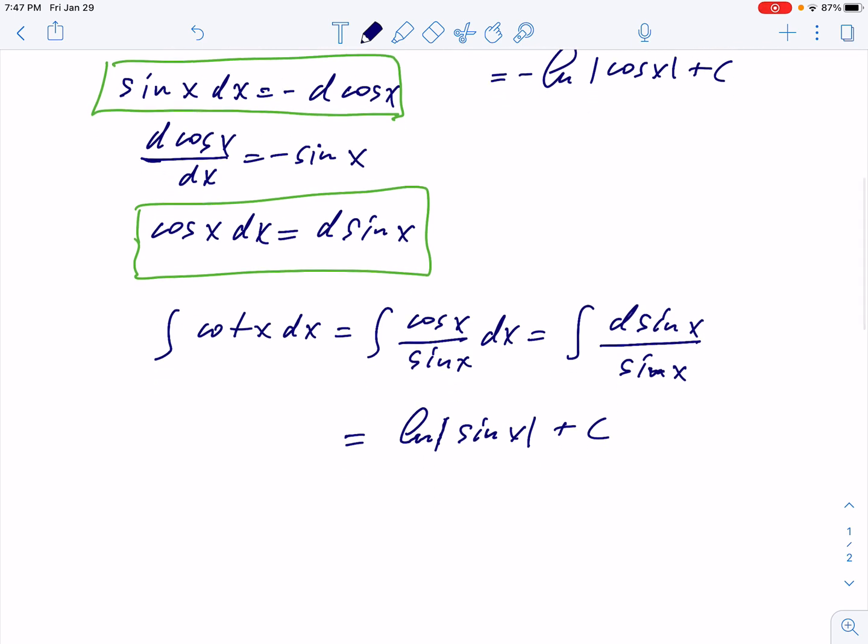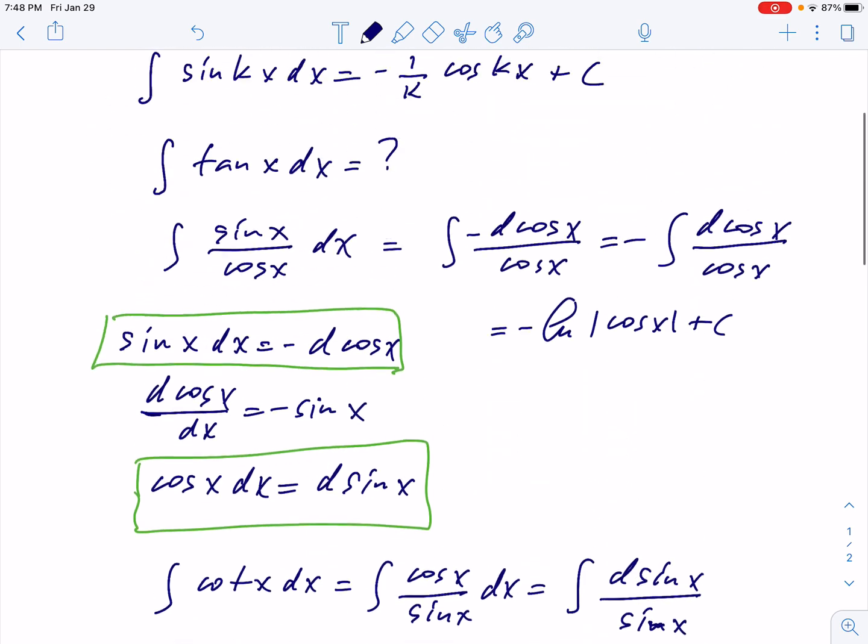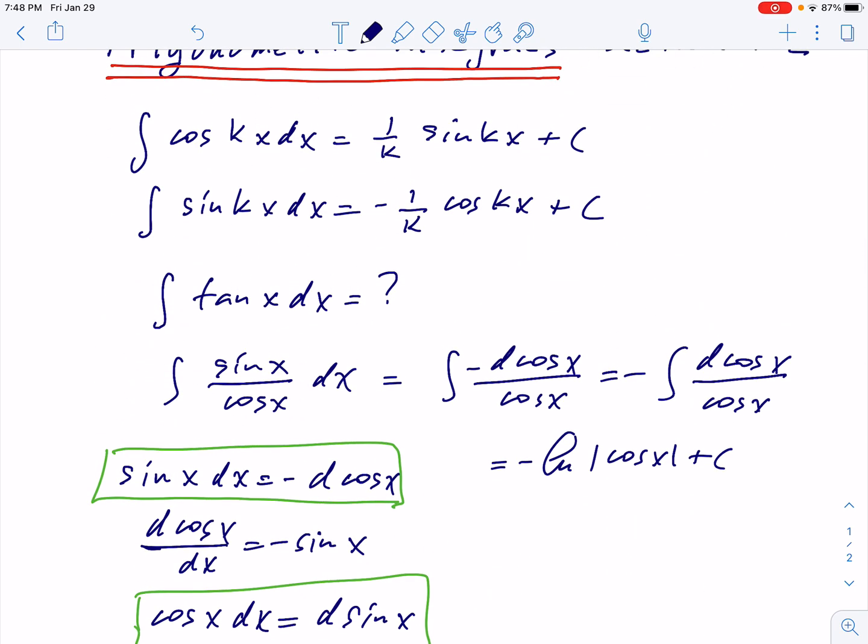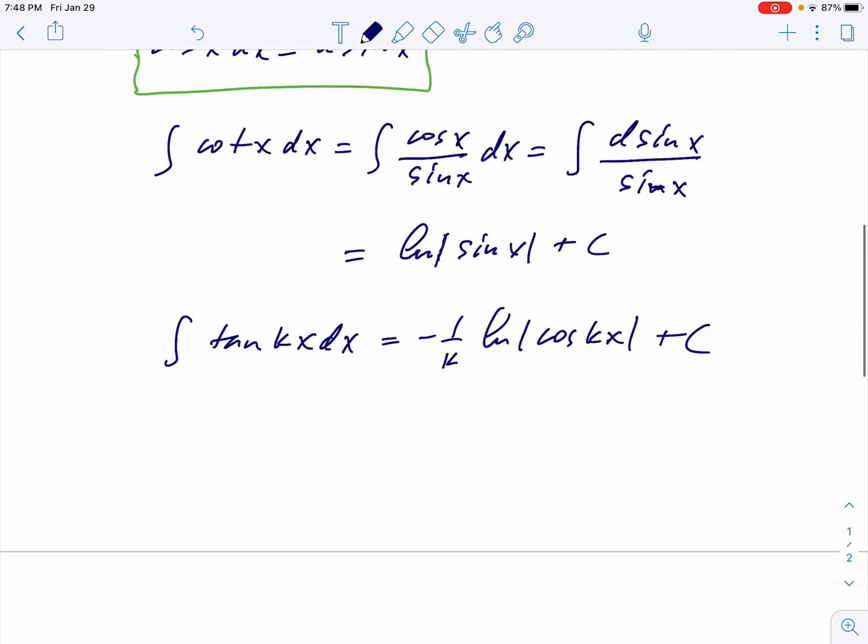Okay, when we have a coefficient, let's say we have the integral of tangent kx dx. Just like above, this will be negative 1 over k natural log of cosine kx plus c. So this is more general, and we just use the integration for sine and cosine the same way.